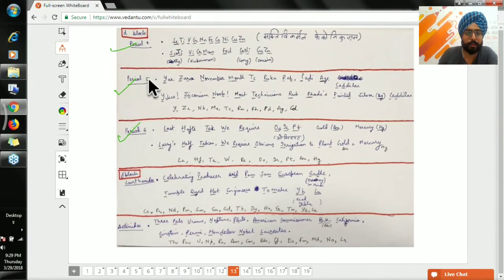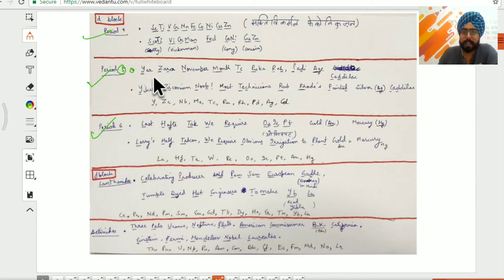So for example, if we see this one, in Hindi it goes like, "yaar zara November month tak ruka rahe, padi hai aage Cadillac." Now Cadillac is a very fancy car, so imagine you are telling your friend to wait for another month. Okay, and you will be able to remember all of these: yttrium, zirconium, niobium, molybdenum, technetium, ruthenium, rhodium, palladium, silver, and cadmium. All of these can be memorized by this sentence, or this one in English, which you can go through for period 6.